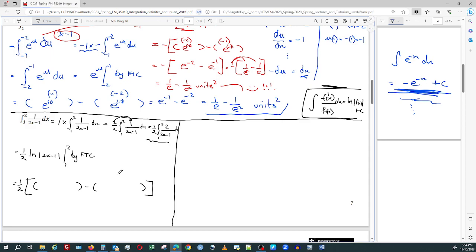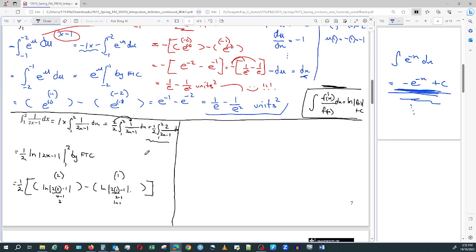And here I'm going to bomb x with 1. And here I'm going to bomb it with 2. And so we get the ln of 2 minus 1, and the ln of 2 times 1 minus 1. And so that's 4 minus 1, which is 3. So we get the ln of 3. This is 2 minus 1. So we get the ln of 1.